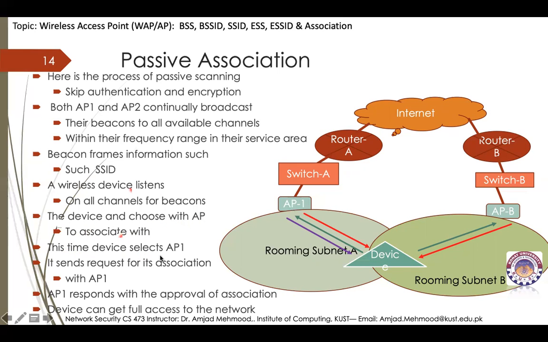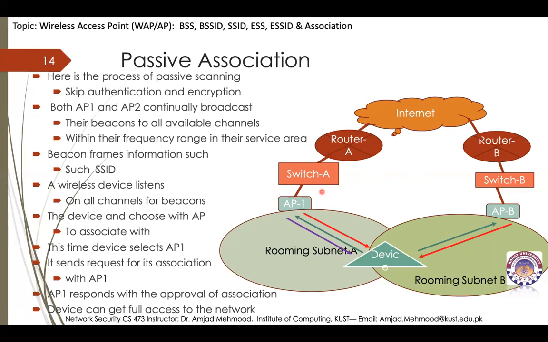Once the device selects an AP, it sends a request for association with the AP. The AP responds with the approval. You can see here in this case, the device is connecting to AP1, because the signal strength of AP1 is greater than that of the access point B. So then the access point will send the approval to get the device connected to the network. So this is how passive association is done.